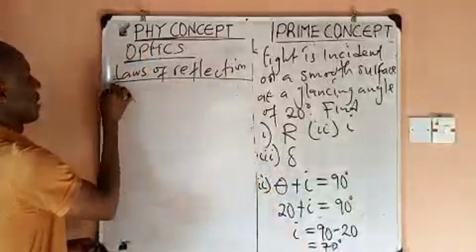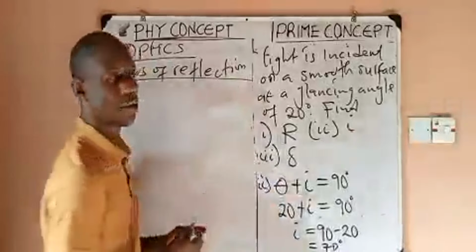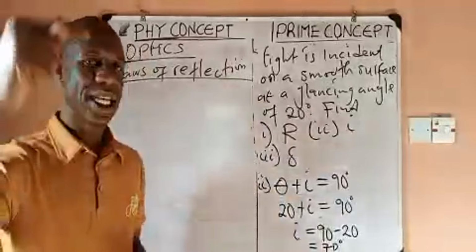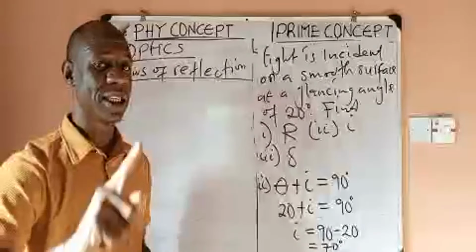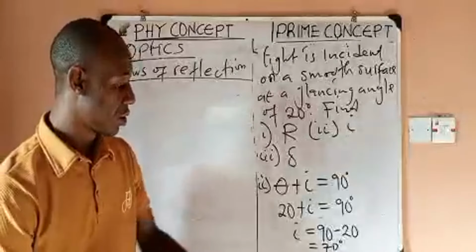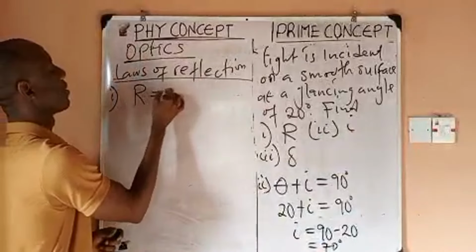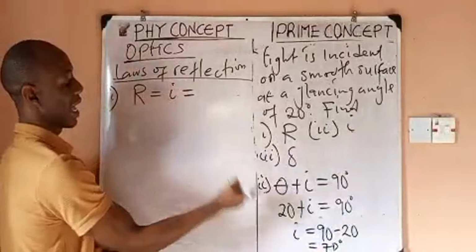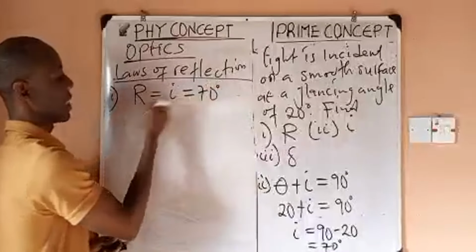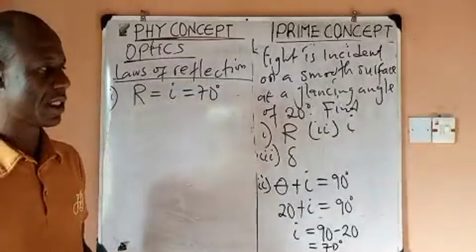Now, the first one, let's solve it. We know from the law of reflection that the angle of incidence equals the angle of reflection. So if incident is 70, reflection is 70. So R equals I, and since I is 70, it means R is also 70. So we've gotten that.